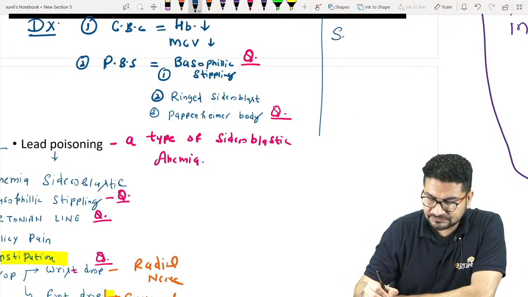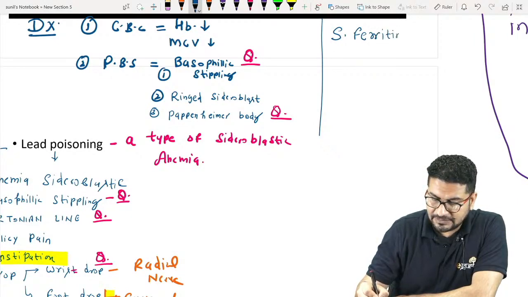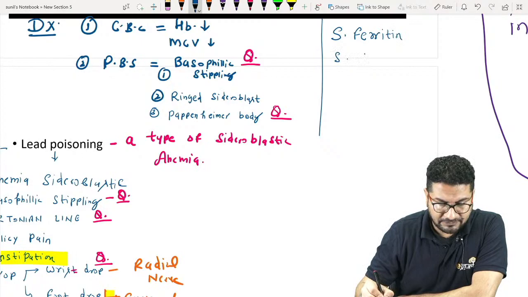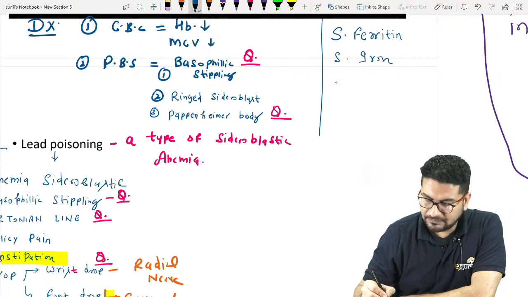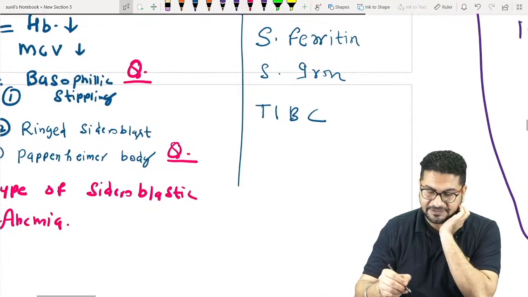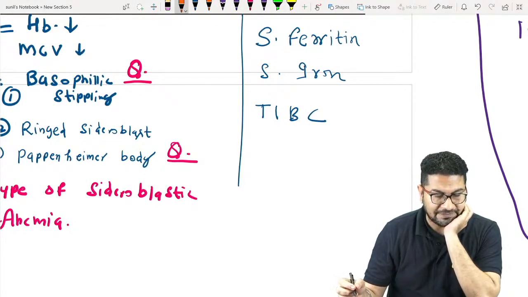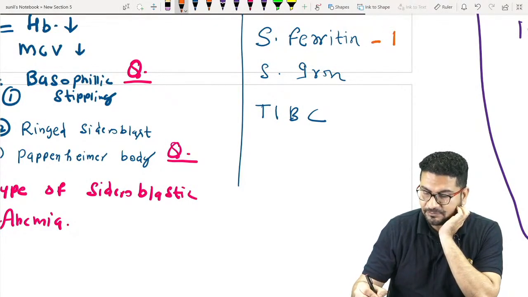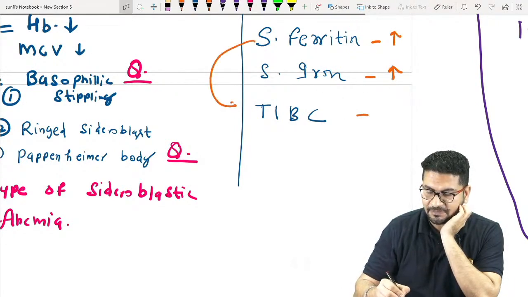Iron overloaded state means, what about serum ferritin? What about serum iron? And what about TIBC? These three things you should remember. Iron overloaded state means everything is more. Serum ferritin is more, serum iron is more, and I told you ferritin is inversely proportional to TIBC, so TIBC will reduce.